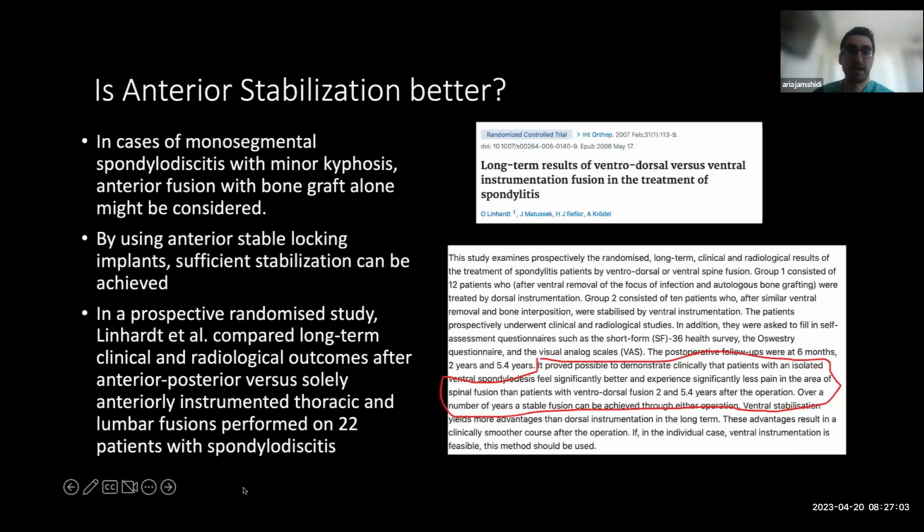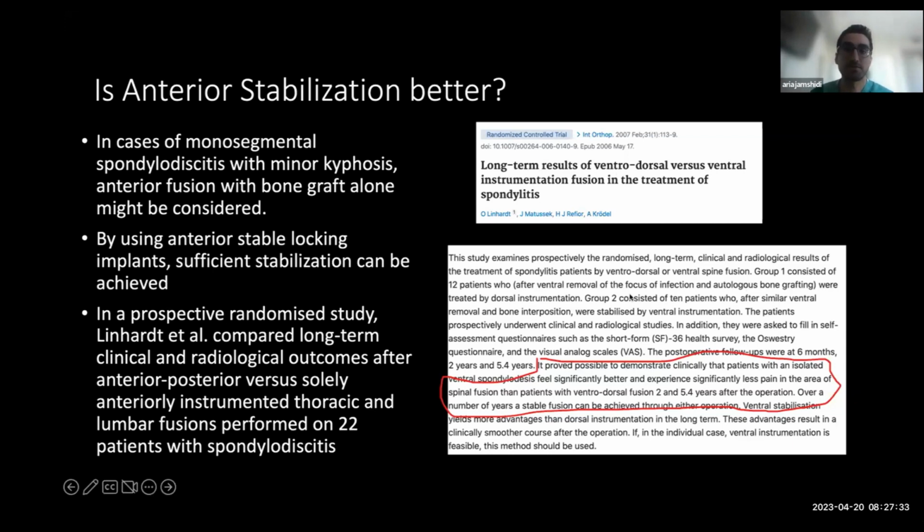In terms of anterior stabilization, especially in the orthopedic literature, anterior stabilization is definitely advocated more in these patients. The authors of these studies argue that for patients with monosegmental spondylolisthesis with minor kyphosis, just anterior fusion alone with the bone graft can be considered and can sufficiently stabilize the patient.